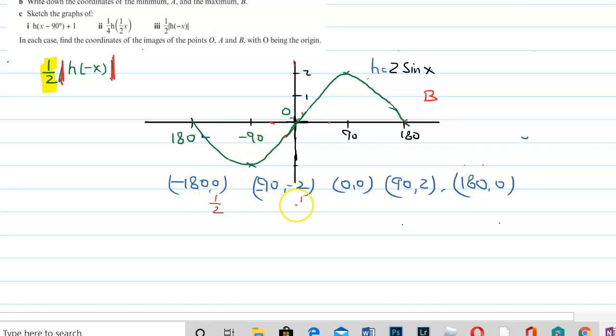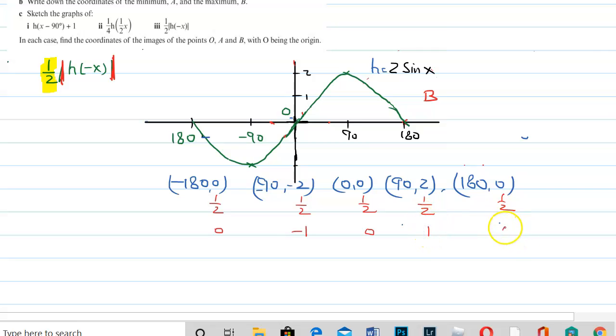So we multiply 0 by half, minus 2 by half, 0 by half, 2 by half, and 0 by half. So our coordinate will be, this will be 0. 2 multiply minus half is minus 1. This is 0. 2 multiply half is 1, and this is 0. These are the y coordinates after this one. X will remain same. Minus 180, minus 90, 0, 90, and 180.